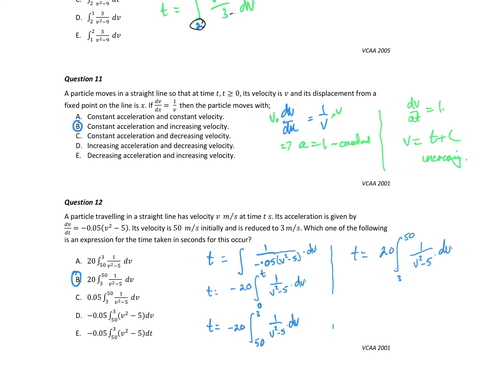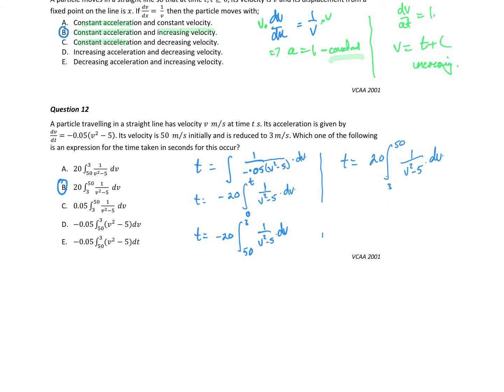A particle moves in a straight line, so that dv/dx is equal to 1 on v. Again, a couple of ways we could approach it. v times dv/dx is acceleration, so 1 on v times v is equal to 1. So I have constant acceleration. Okay, so it's one of those three. If dv/dt is equal to 1, integrate both sides, I'll get v is equal to t plus c, which means I'm going to have increasing velocity. So that's B.